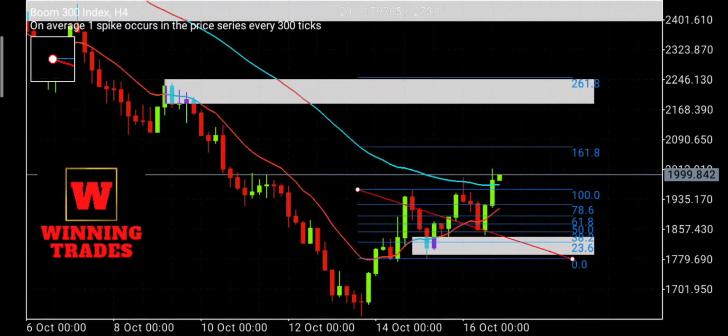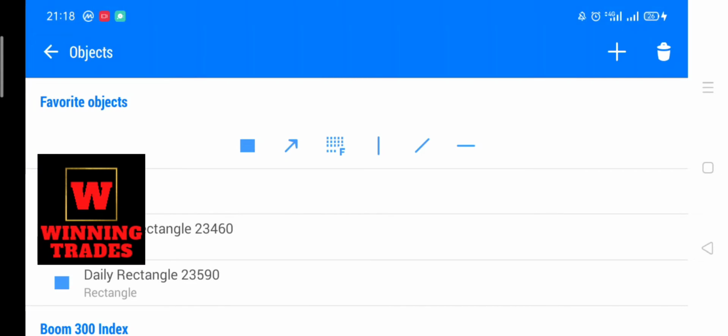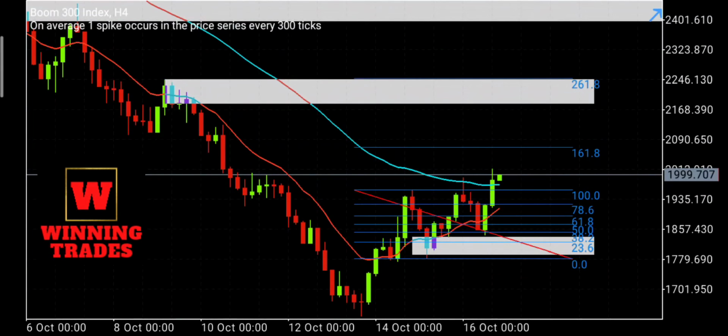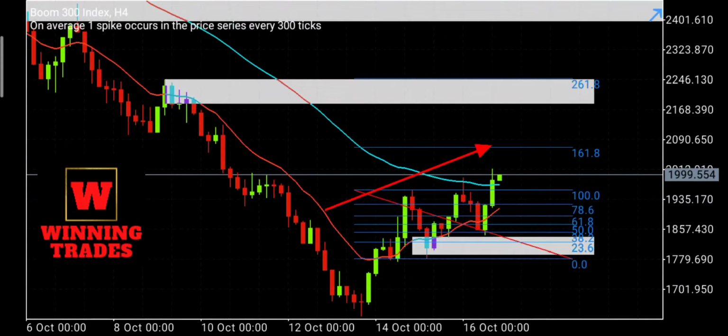This is it. So price is yet to hit our very first Fib extension here. Okay, and then we can see that the second Fib extension is just at this level here. So you can see that. Let's take this out. You can see it's just at this level here.